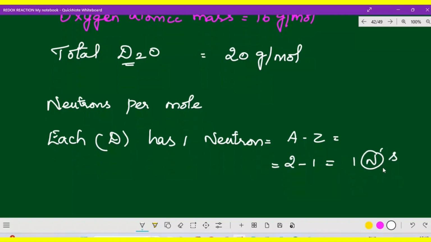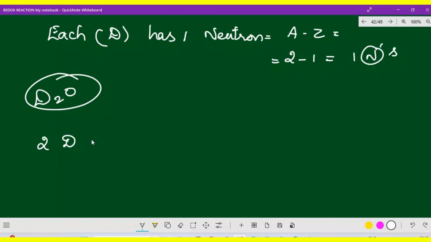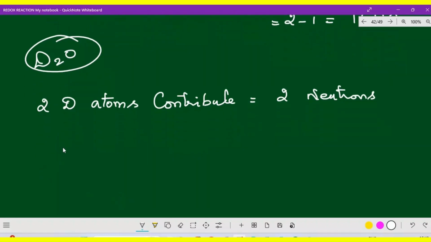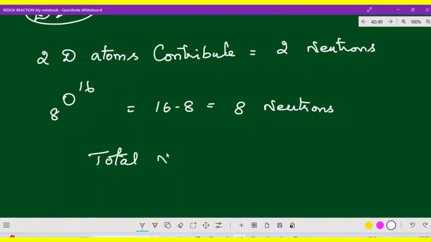Here N means neutron, not nitrogen, that is what I purposely mentioned. Now, 2 deuteriums are there in D2O. So 2 deuterium atoms contribute 2 neutrons. Oxygen is 8, oxygen 16, so 16 minus 8, 8 neutrons are available. So altogether, total neutrons, it is 10 neutrons.